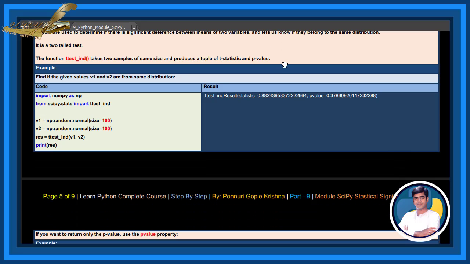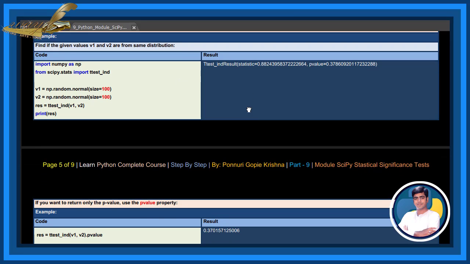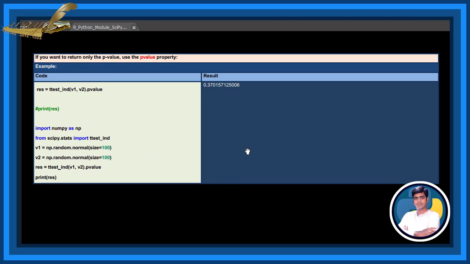See, import NumPy as np. From scipy.stats import ttest_ind. By importing and executing this, the result returns this. If you want to return only the p-value, use the pvalue property. By using the pvalue property and executing this, the result returns this.